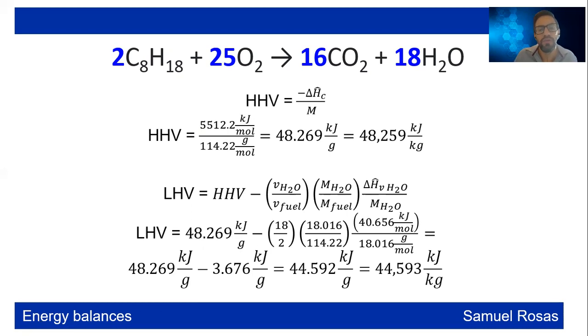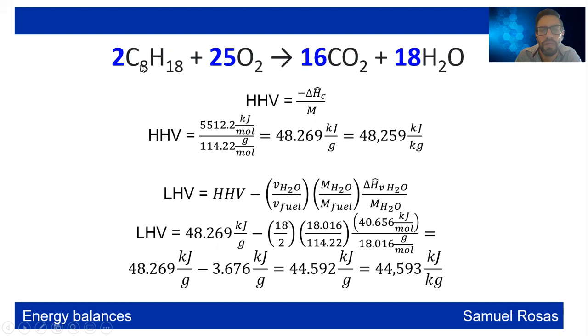The low heating value is just this high heating value minus the mass of water that is going to be produced in the reaction, times the delta H of vaporization, over the molar mass of water to send it once again to grams or kilograms instead of moles. The mass that you're going to be producing is dealing with the stoichiometric coefficients.